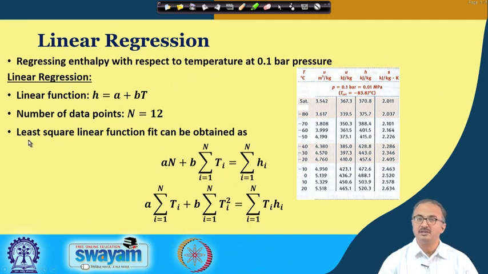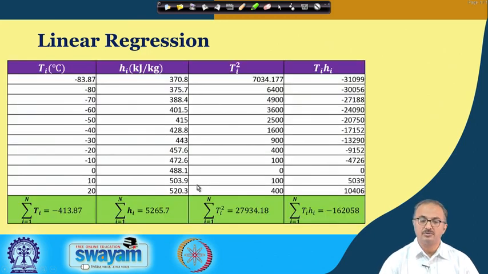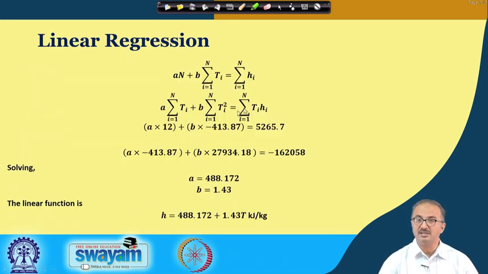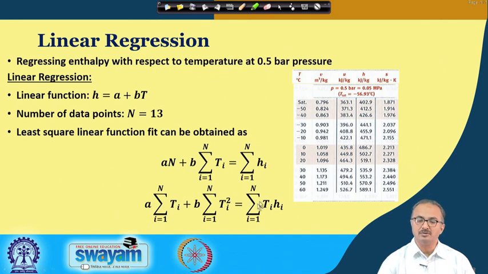Again we use the least square linear function fit, and these are the equations. These are the values of the temperature, enthalpies, the square of temperature, the product of temperature and enthalpy, and these are the summations of all these things which are needed in this formula. We put in the values and we get the A and B values like this. So, we get another set of A and B values for a different pressure. Now, this we can carry on.